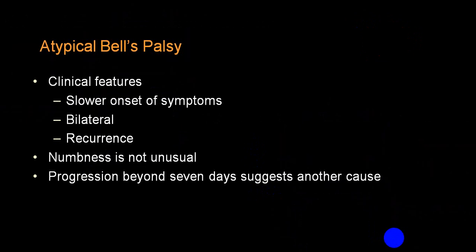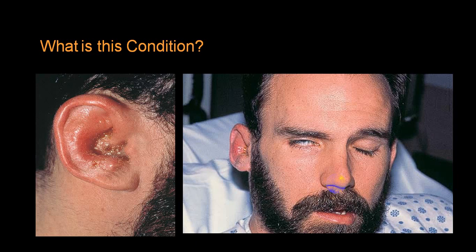Occasionally you can have atypical Bell's palsy, which can be slower onset, bilateral, recurrence, and numbness is not unusual. Progression beyond 7 days suggests any other etiology. Look for that. There is one condition where you get crust formation secondary to herpes zoster, and if you get involvement of the lower motor neuron facial, typical Bell's phenomena, angle is drooping down, no nasolabial fold, no furrowing, this will be classical Ramsay-Hunt syndrome.